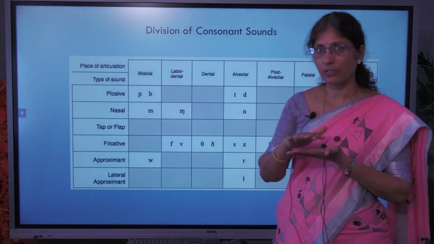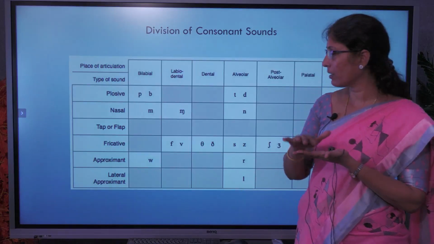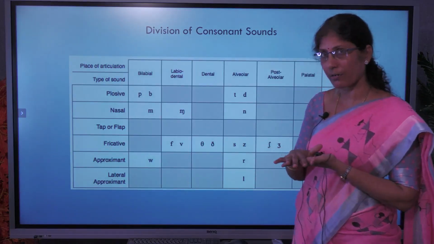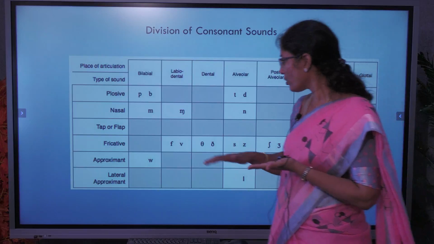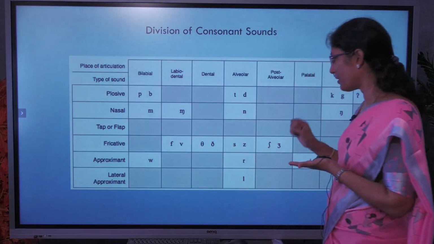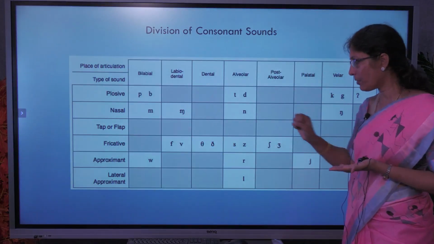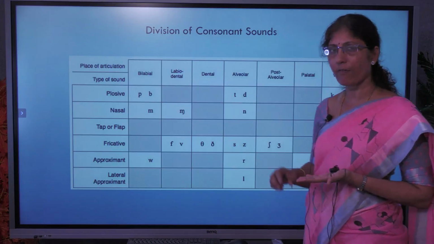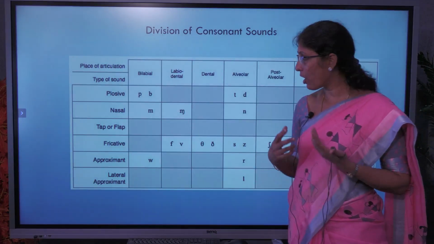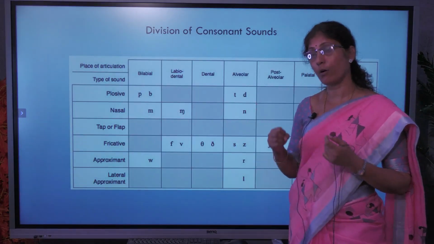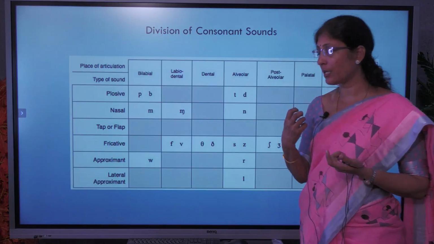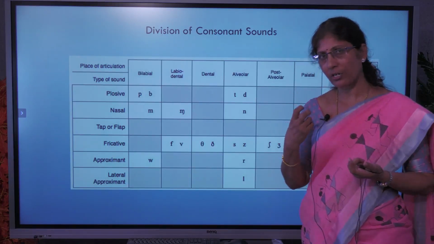Some harshness, some friction, some pressure. Friction means some pressure, so these sounds are released with some pressure. Suppose we take these sounds, f, v. It's not like the explosive p. Air is released with friction continuously.